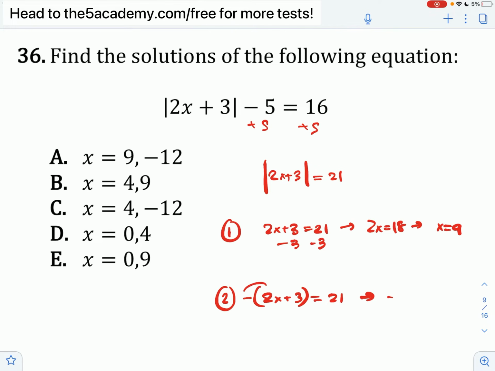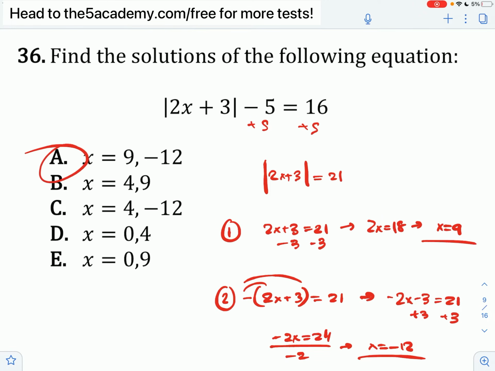So you distribute the negative out, you end up getting negative 2x minus 3 equals 21. I can add 3 on both sides. Negative 2x equals 24. Divide by negative 2 on both sides. x equals negative 12. So x equals negative 12, x equals 9. So A is your correct answer for 36.